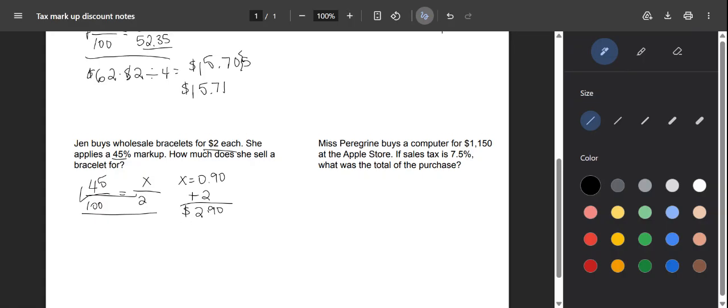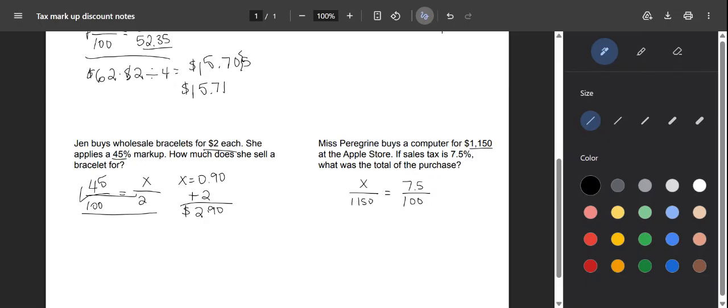And our last problem, Miss Peregrine buys a computer for $1,150 at the Apple Store. Sales tax is 7.5%. We have to find the total of her purchase. So I'm looking for how many dollars she pays in sales tax. I know that sales tax is 7.5 out of 100, and the original cost is $1,150.